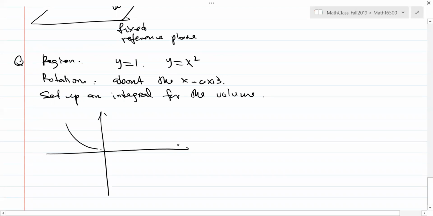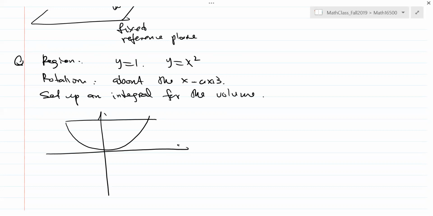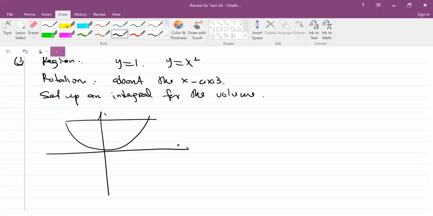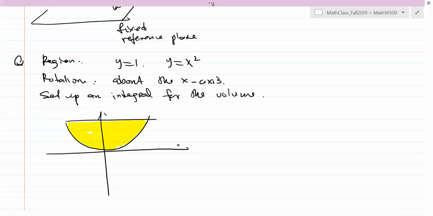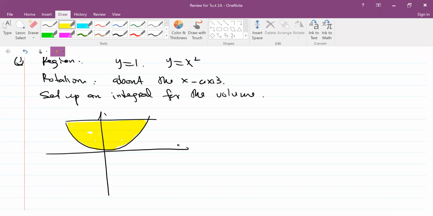Y equals x squared, like that. Y equals 1. That is right. So the region is bounded by these 2 curves. What is the region? It's not below the curve, below the parabola. That is the region above. It's between here. So it's very important what region you're talking about, because you end up with different solutions. Okay, so that is the region.